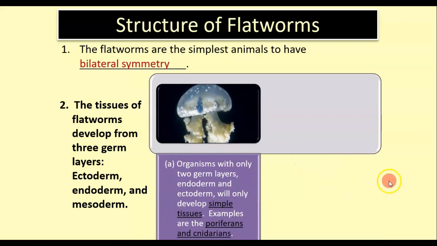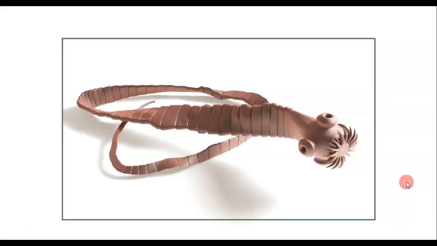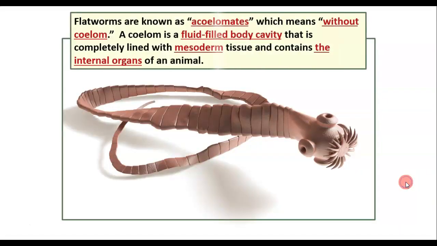I know this is a little bit of a repeat of what we talked about, but it's good to review this, and it's good to have a copy of some of this information in your notes so that if you forget about it at a later time, you can refer back to this. So organisms with only 2 germ layers, just as a reminder, are the cnidarians that we studied. They only have the endoderm and the ectoderm, so they only have very simple tissues. Organisms with all 3 germ layers can develop organs and organ systems. That's the advantage that that 3rd layer, that mesoderm, gives these creatures over what we've studied before.